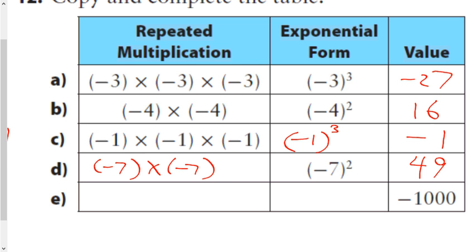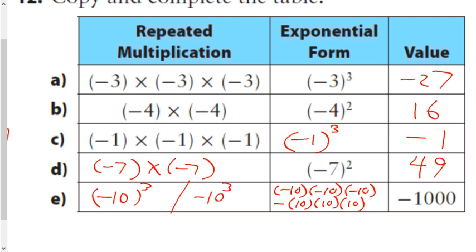And finally, negative 1,000. You can have one of two answers: negative 10 in brackets cubed, or if you wanted to, you could have negative 10 cubed without brackets, and that would work as well. The first one in repeated multiplication would be negative 10 times negative 10 times negative 10. The second one would be the opposite of 10 times 10 times 10. Either way, you get a standard form of negative 1,000.